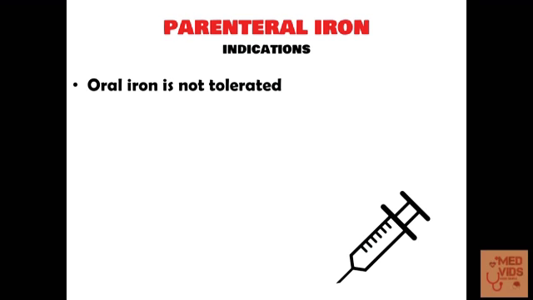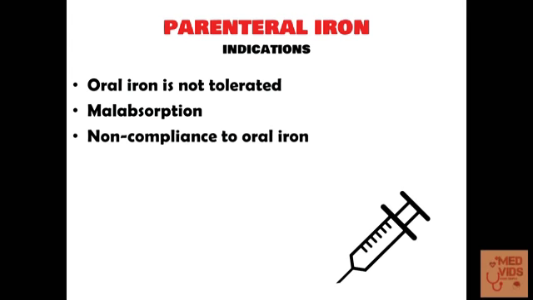The indication of parenteral iron therapy is when oral iron is not tolerated by the patient. For example, if the patient has severe gastritis, giving that patient oral iron is going to worsen the gastritis. And if the patient has malabsorption syndromes, giving oral iron is not going to have any benefit because absorption of iron is not going to take place.